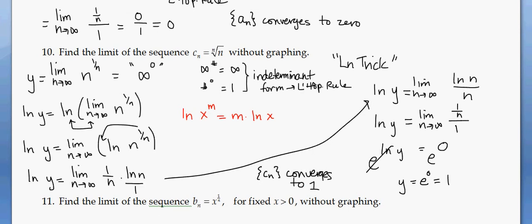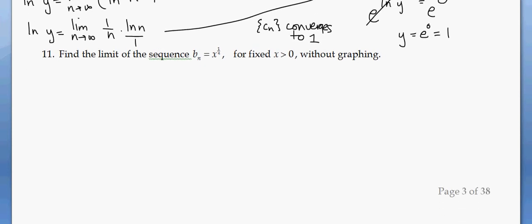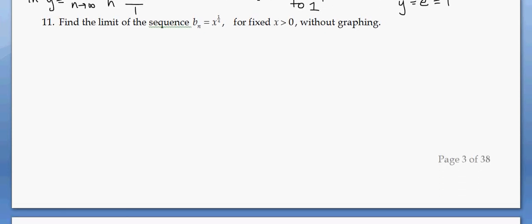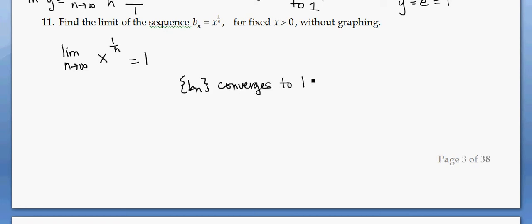Now, the next problem is actually very similar, except they're saying let x be some fixed number, some constant, right? So we want to think about x as if it were like a real number. So if I were to take the limit as n goes to infinity of x to the 1 over n, I'm thinking about this as some number being raised to the approaching 0 power. So this is going to give me just 1 directly, and I don't have to worry about going through the whole natural log trick. So in here we say the sequence B sub n converges to 1.